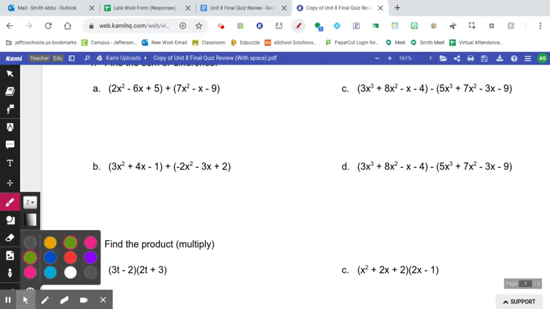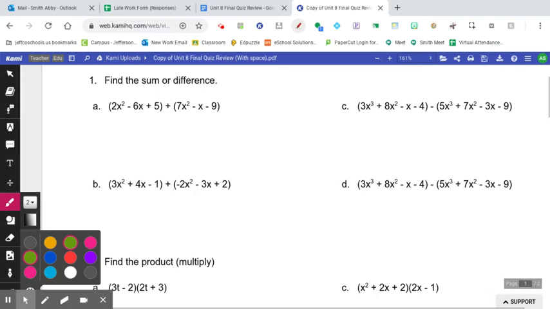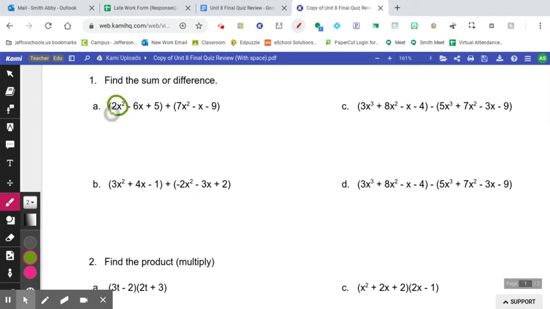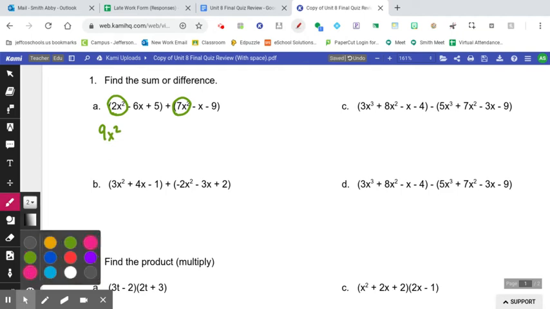For A, I am adding the polynomials. So all that I have to do is basically put together the like terms. The like terms have the same exponents. So I could put these two together. 2 plus 7 is 9, so that'll be 9x squared. I can then put together the minus 6x and the minus 1x. Together, that makes minus 7x. And finally, I can put together my constants. Positive 5 minus 9 is minus 4. And that's your final answer.